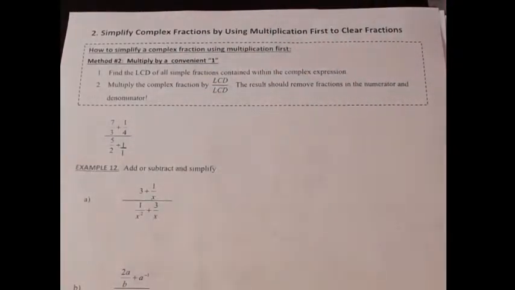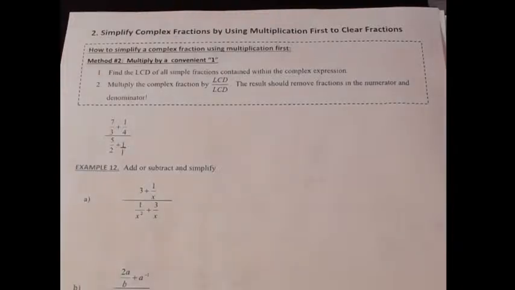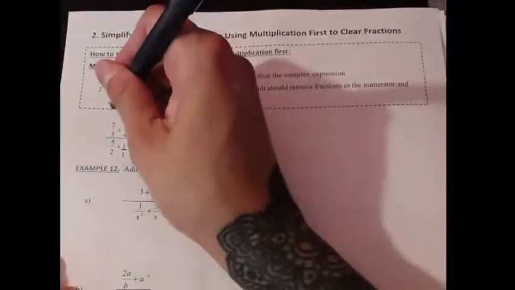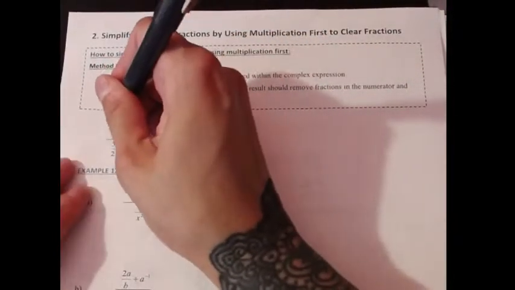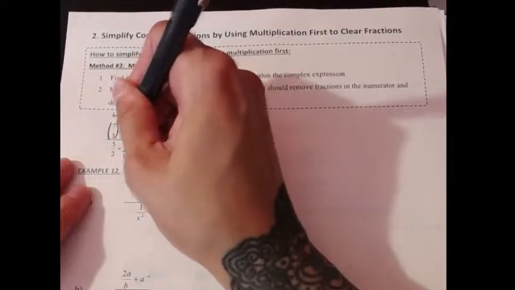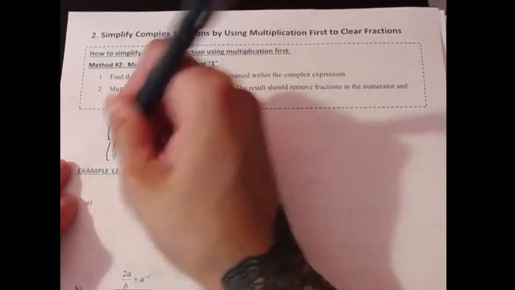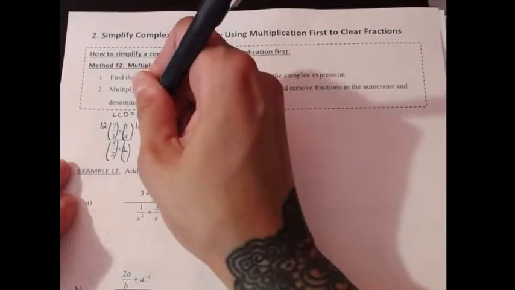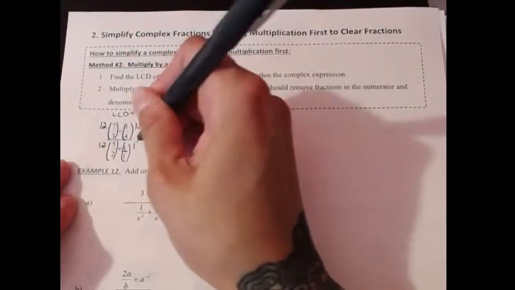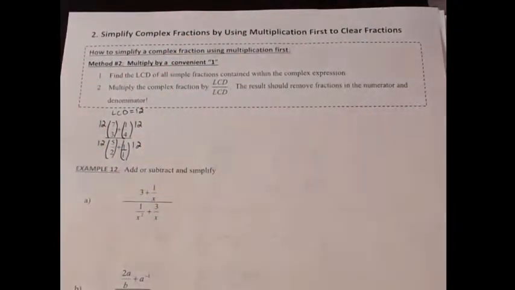Now we're not going to do what we did last time. We are not going to multiply by the missing factor. We are going to take that LCD, which is 12, and we're going to multiply every term in this fraction by 12. Check out how cool this is.